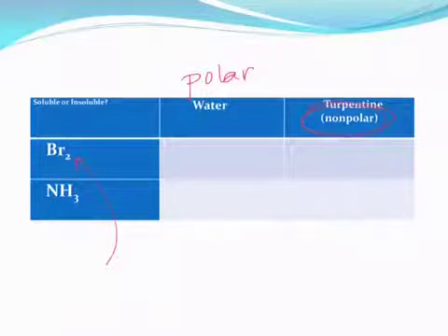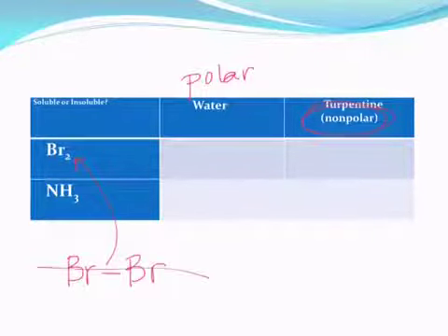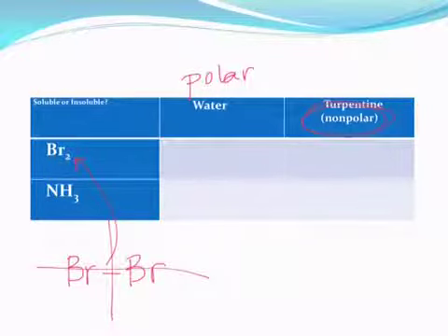Then you look at a chemical like bromine, Br2. It's a homonuclear diatomic, which means bromine is hooked up to bromine. Split it down this side, symmetrical. Split it down the middle, symmetrical. So we would say that bromine is nonpolar. So I'm going to label him with an NP.